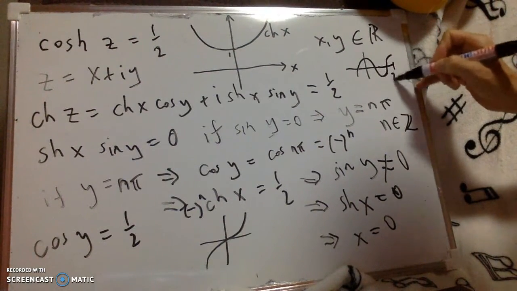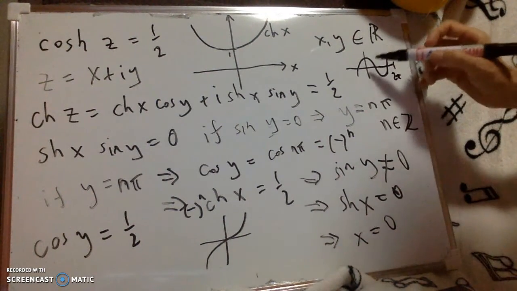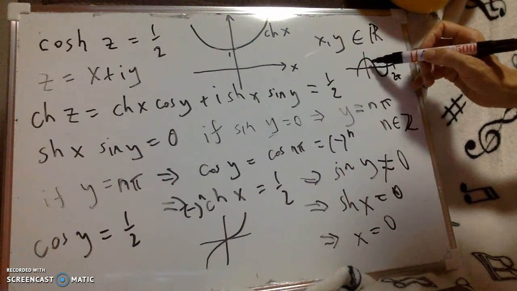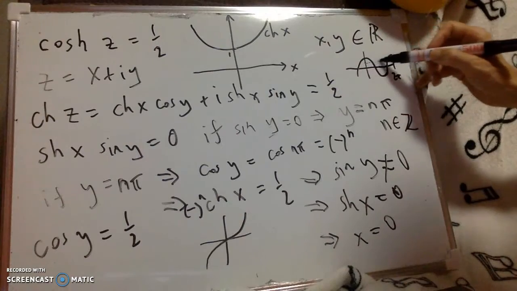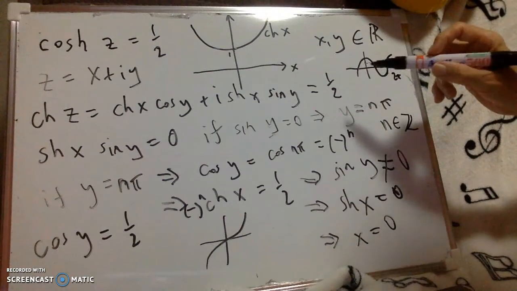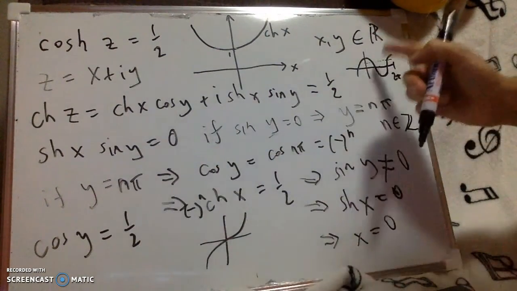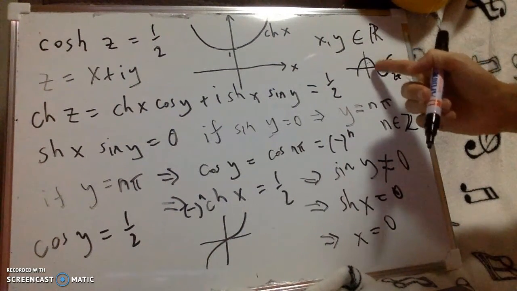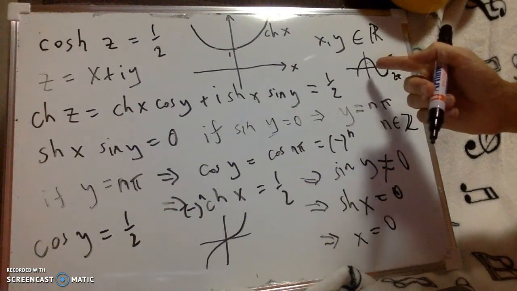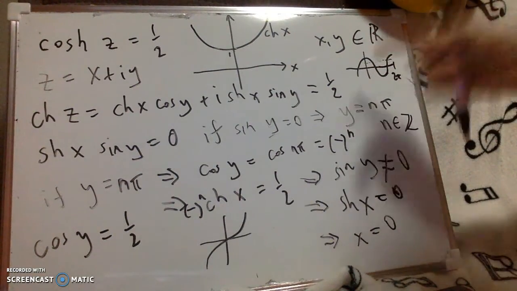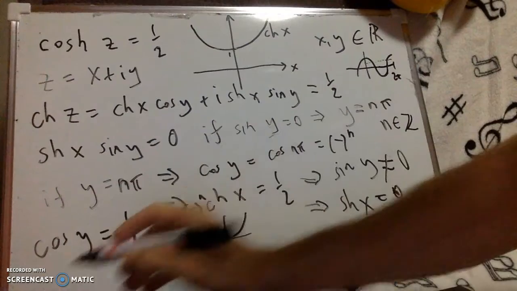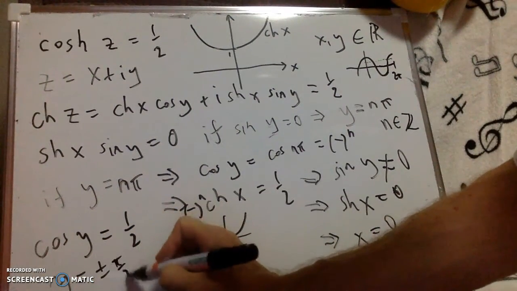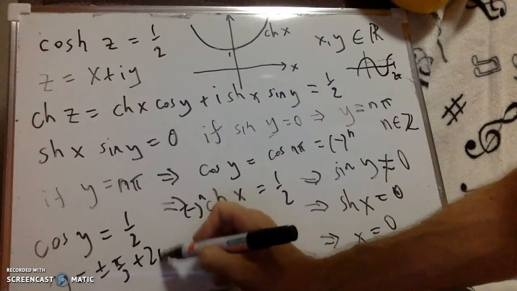So this is 2 pi. If you draw the line 1/2 here, what value of y do you need to get 1/2? Well, it's basically plus or minus pi by 3, plus any multiple of 2 pi. So we end up with y is equal to plus or minus pi by 3 plus 2 pi n, where n is any integer.